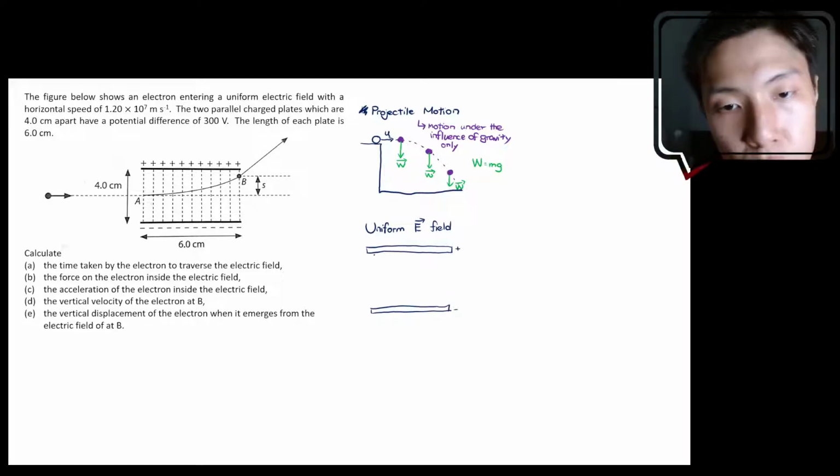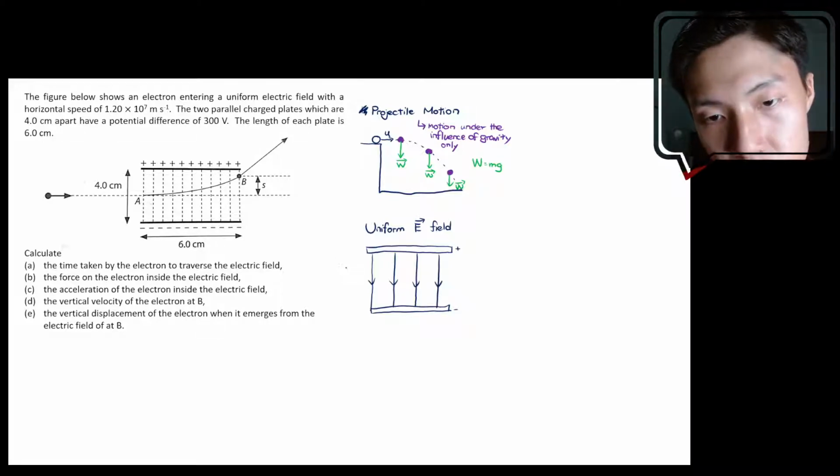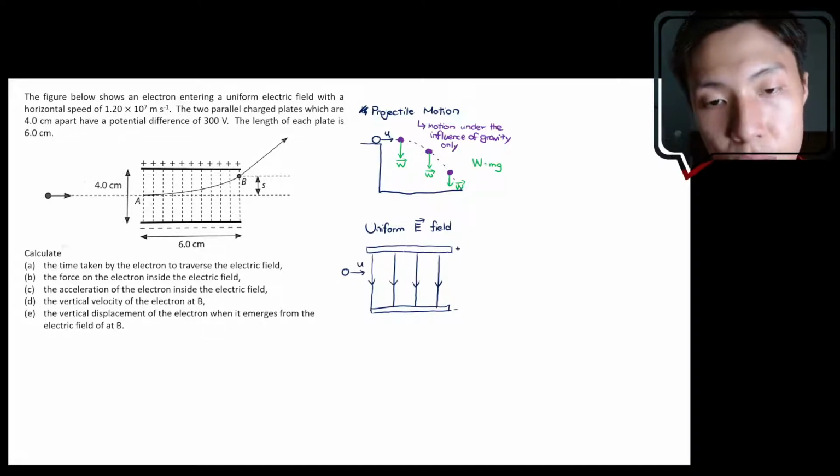Okay, so you know that there'll be electric field lines pointing from the positive plate to the negative plate. So let's just keep it simple by drawing 4 electric field lines over here. And know that if you send a charge over, okay, let's use this to represent the charge, send over a charge with an initial velocity of u.